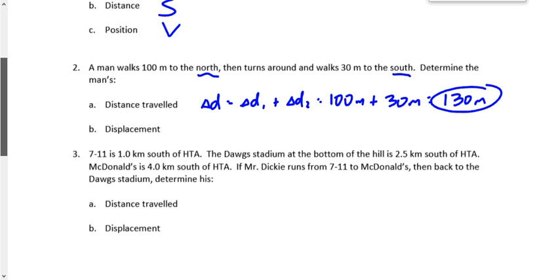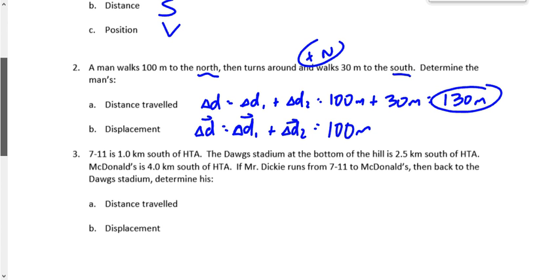Number 2B, the displacement. Again, we want to find total displacement. We're going to add displacements, right? So we've got displacement number 1 plus displacement number 2. This time we're going to say 100 meters to the north. By the way, let's define north as positive so we can use the signs. 100 meters to the north, positive 100, plus, what's this one going to be? Negative 30 meters, right? We add those together and we get 70 meters.